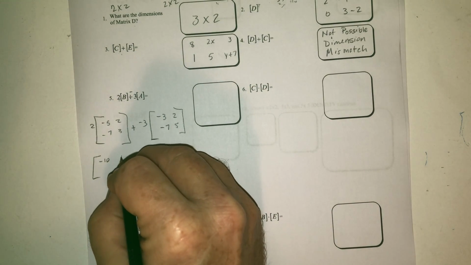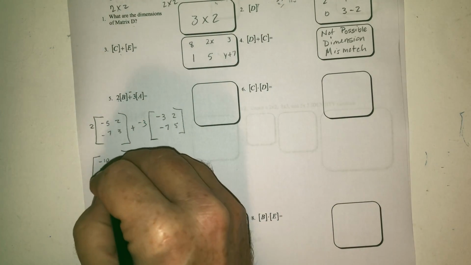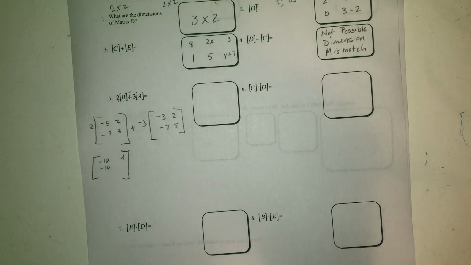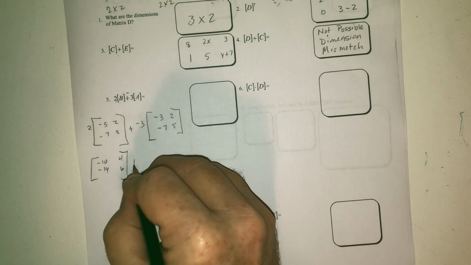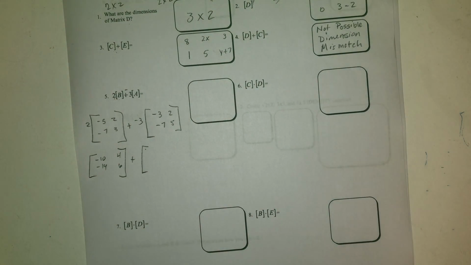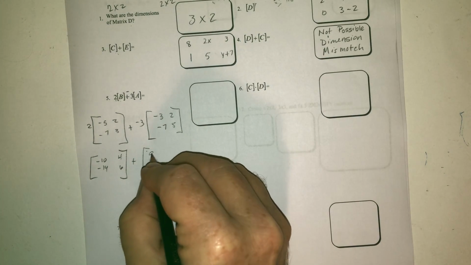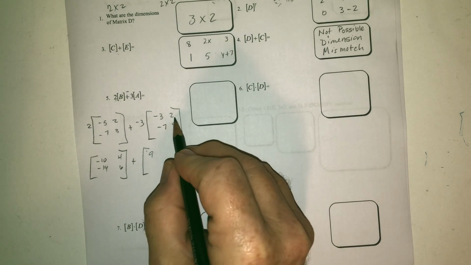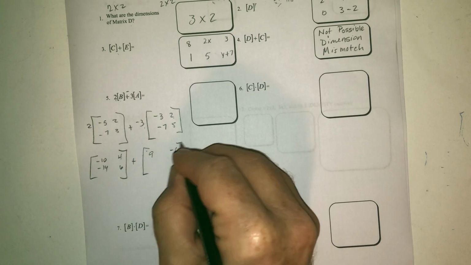I would get positive 4 for row 1, column 2, negative 14 for row 2, column 1, and positive 6 for row 2, column 2 entry. And then I'm going to add to that negative 3 times each in the other one. So when I multiply row 1, column 1 entry by negative 3, I get 9. When I multiply row 1, column 2 entry by negative 3, I get negative 6.